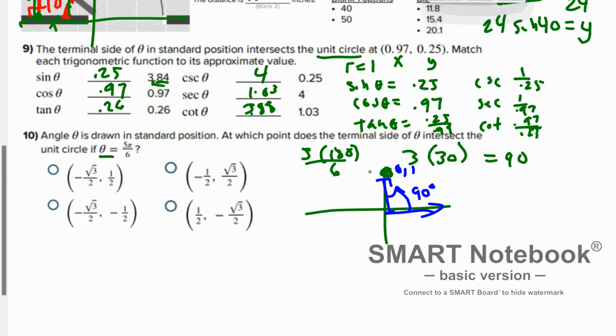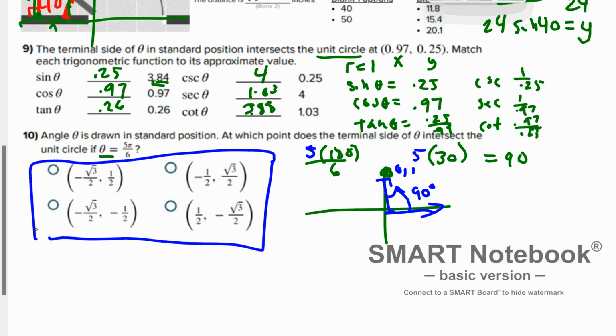Interesting. Looks like I'm a little off there. Oh, that's not a 3, that's a 5. You were probably confused by this. I was wondering why I was at 90, because those quadrants right here are not 90. So 5 times 30 is 150. So I'm in the second quadrant.